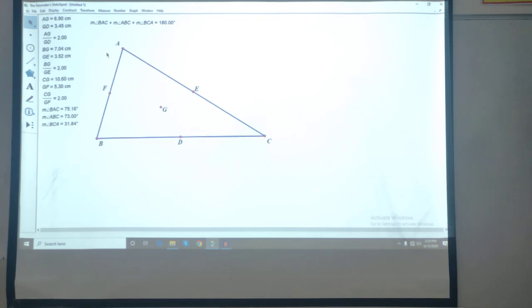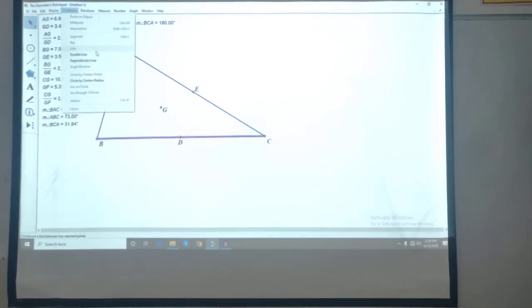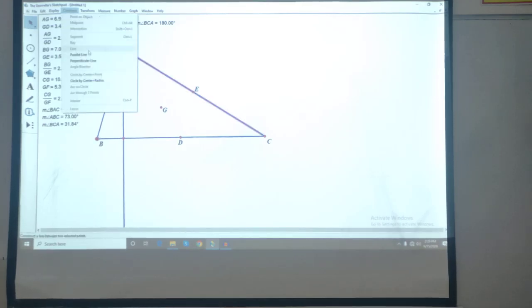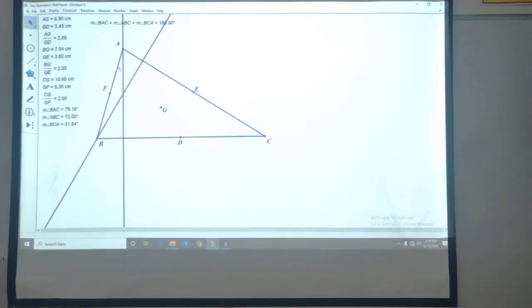From A, I selected the point A and selected this line BC. I am drawing the perpendicular line, so you can take the point of intersection. Again, I chose point B and line AC and drew the perpendicular here. These are the two altitudes. I am taking their point of intersection and denoting this as point H. So in this triangle ABC, DEF are the midpoints, G is the centroid, and H is the orthocenter.